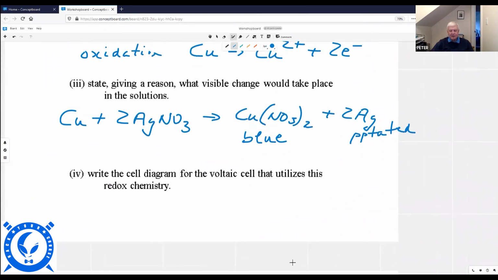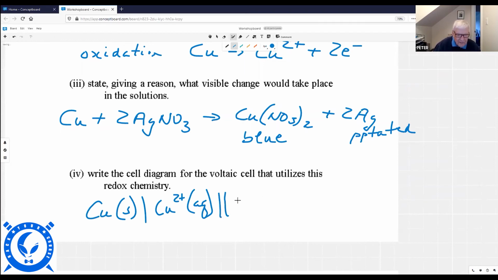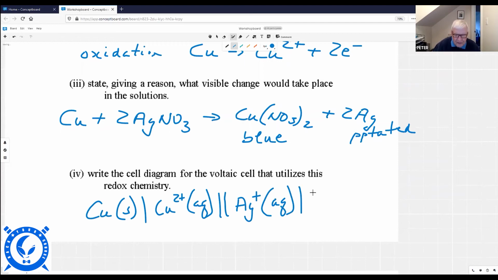If you then wanted to utilize this reaction in a voltaic cell, the way that you would indicate that particular cell, the shorthand notation, would be to write copper solid, boundary, copper 2+ aqueous solution. Then you'd have the salt bridge. Then you'd have the silver+ aqueous solution, boundary, silver solid.